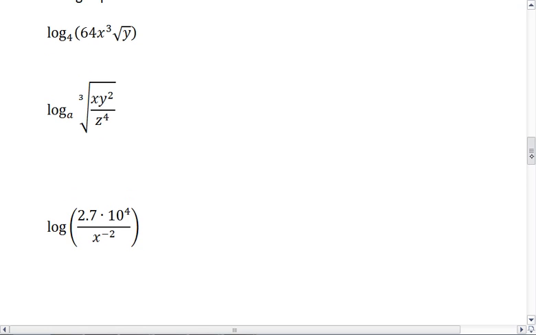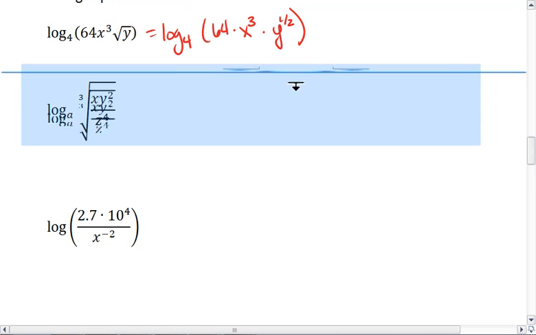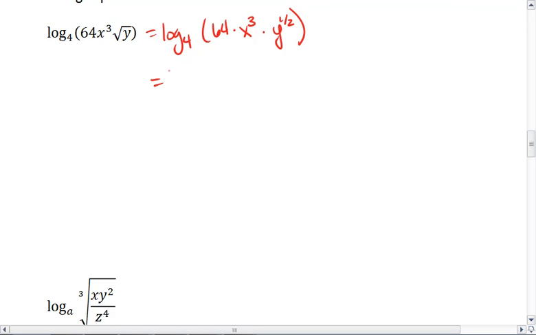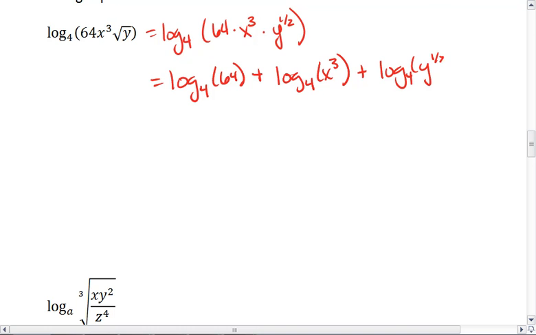For the first one, we have log base 4 of 64x cubed times the square root of y. Well, this is log base 4 of 64 times x cubed times y to the 1/2. We can break up all of this multiplication, giving us log base 4 of 64 plus, because multiplication is linked with addition, log base 4 of x cubed plus log base 4 of y to the 1/2.